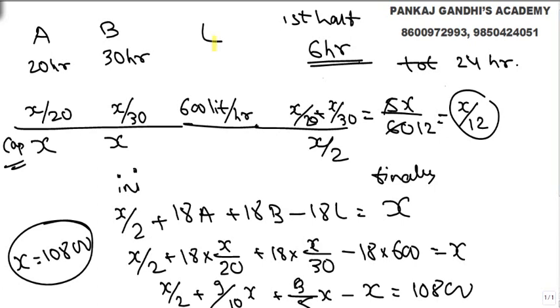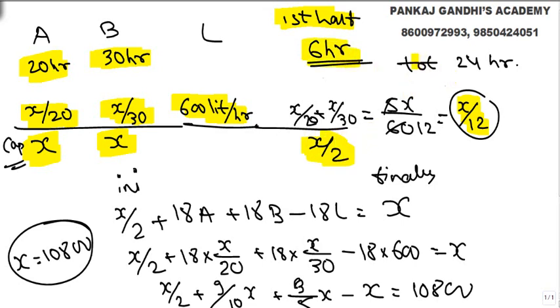The question given was, leakage is at half height. A alone in 20 hours fills the complete tank X, so per hour X by 20. B alone in 30 hours fills the complete tank X, so per hour X by 30. Leakage is 600 liters per hour. For the first half tank, A and B are going to fill per hour X by 20 plus X by 30. To fill half tank, X by 2, till that time leakage is not going to start.